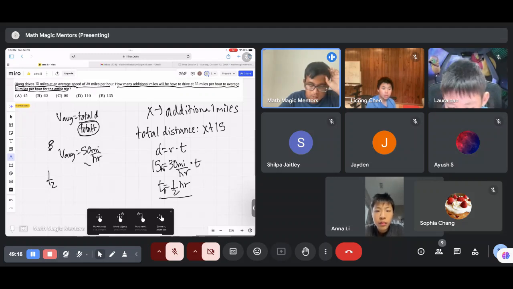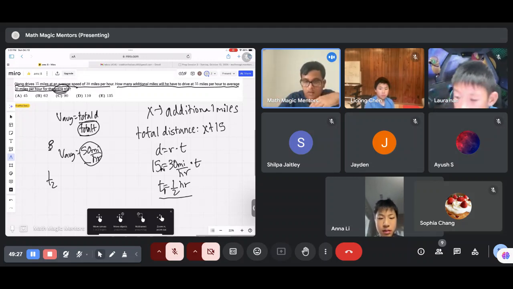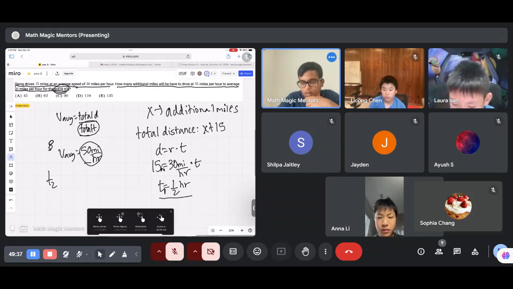Because it's only then that we can set it equal to 50 miles per hour, because 50 miles is for the whole trip. We need the total time. We need the total distance that the car travels plus the total time that the car travels for in order to set it equal to 50 miles per hour, right? Does that make sense? Because we need the total time.